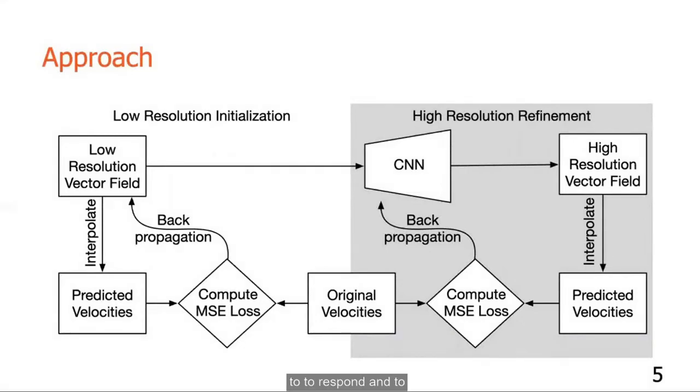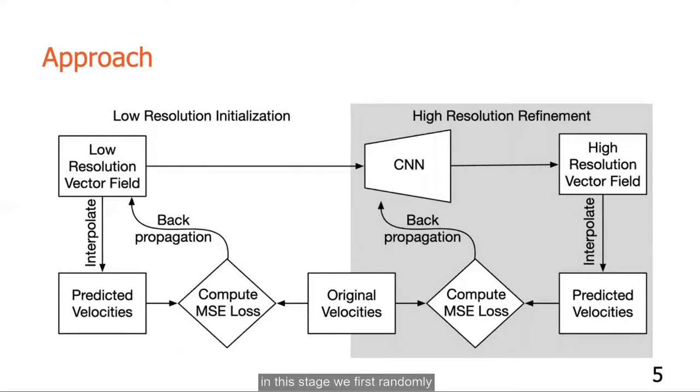To reconstruct flow fields from the saved streamlines, we propose a two-stage machine learning algorithm to reconstruct the underlying flow fields from the corresponding streamlines. This approach contains two stages. The first stage is low-resolution initialization.